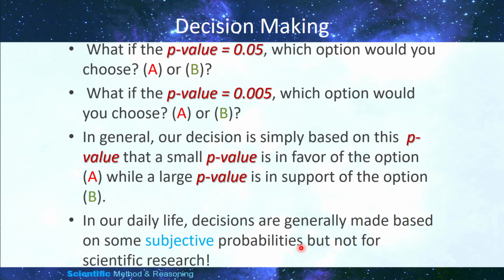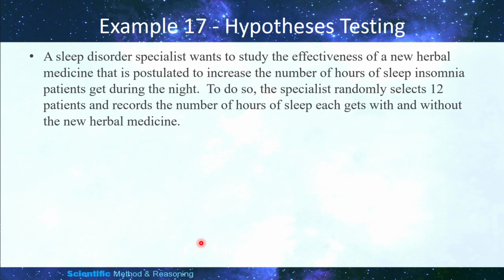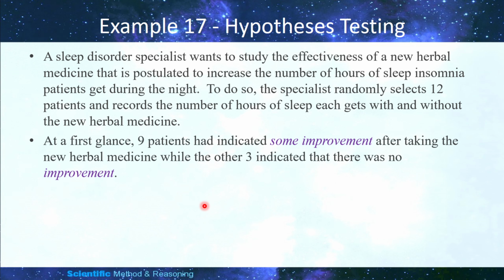In our daily life, decisions are generally made based on some subjective probabilities, but not for scientific research. For example, a sleep disorder specialist wants to study the effectiveness of a new herbal medicine that is postulated to increase the number of hours of sleep insomnia patients get during the night. Insomnia is a sickness in which patients cannot fall asleep. To do so, the specialist randomly selects 12 patients and records the number of hours of sleep each gets, with and without the new herbal medicine.